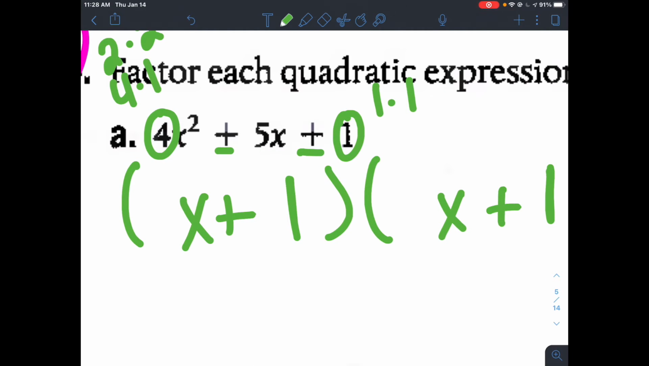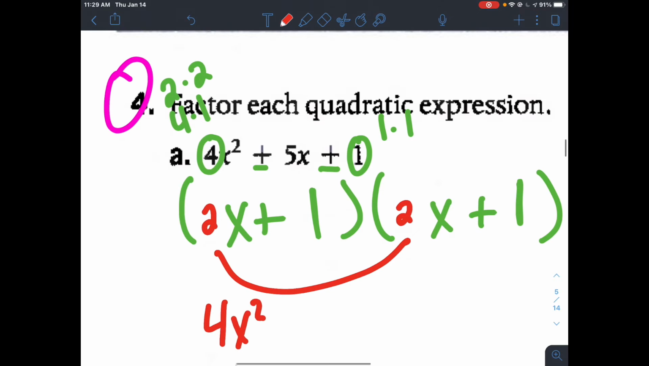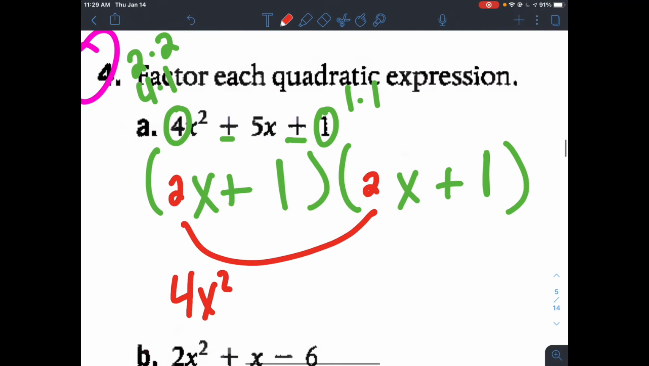Now, first, outside, inside, last, gotta be 5x, okay, when I distribute. So if you want to do the guess and check method, totally fine. We'll just plug in numbers, see which ones work. So let's just try 2 times 2. Okay, so if I did that, well, that'll give me a 4x squared. Perfect. On the right track.